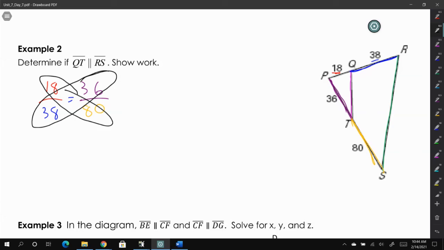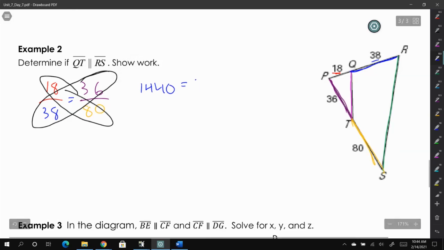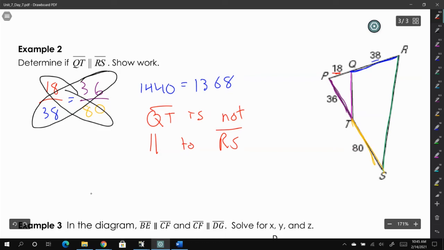So if I do 18 times 80, I get 1,440. And does that equal 38 times 36? That gives us 1,368. Those are not the same. So then these two lines are not parallel. QT is not parallel to RS.